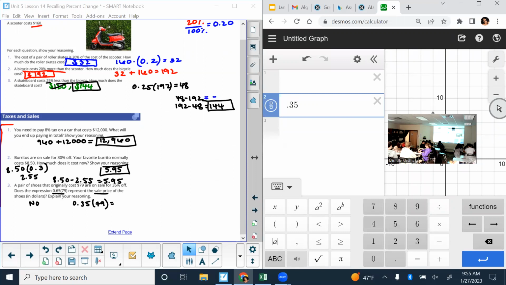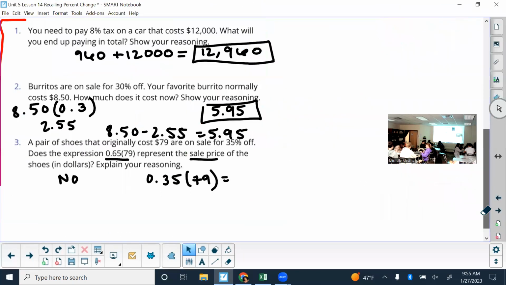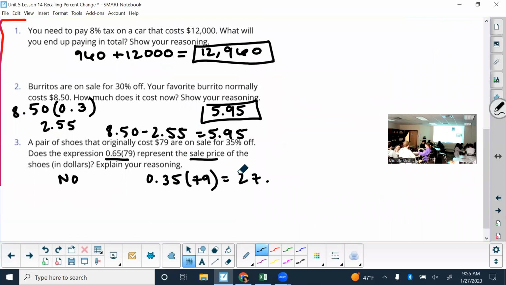That would be my discount. So that's what the discount is, the 27.65. But is my discount the same as my sale price? No. So the 0.35 times 79 doesn't give me my sale price. Does the 0.65 times 79 give me the sale price? Jalen? Okay, so we're changing the no to a yes.